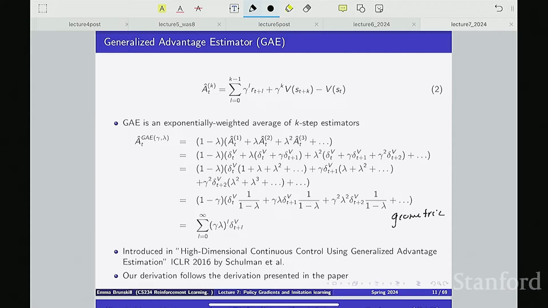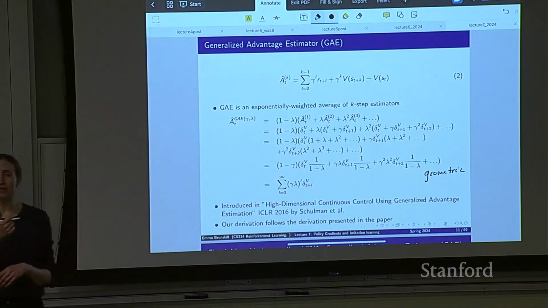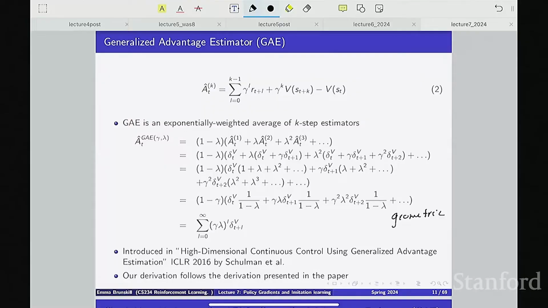And this was introduced by a previous paper. And the idea there was to say, well, why don't we just take a kind of a weighted average over all these different terms that have different biases and variances, and then we can re-express it compactly. We don't actually have to compute all of the advantages separately and track them. We just are going to keep track of these deltas. And these deltas are pretty easy to keep track of because those are just like these one-step differences.